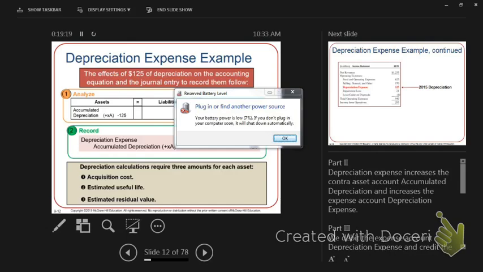So what is going to change? Well, we're going to talk about a few things with it changing. We've got to talk about what's called useful life and residual value.